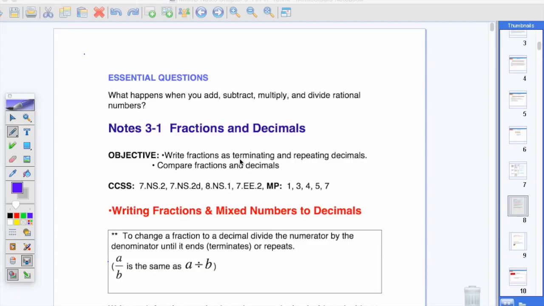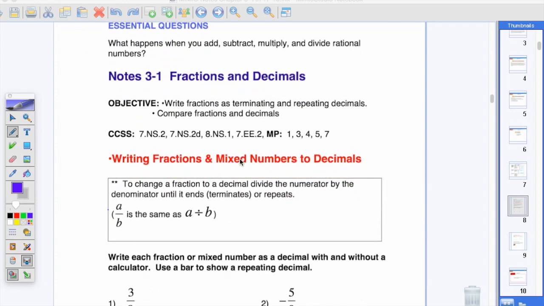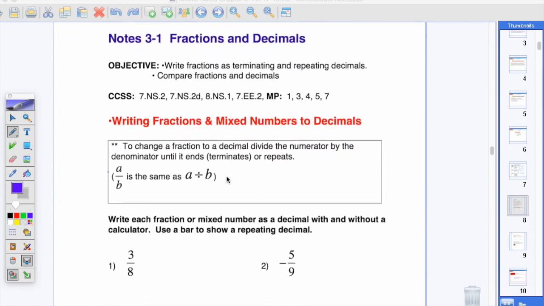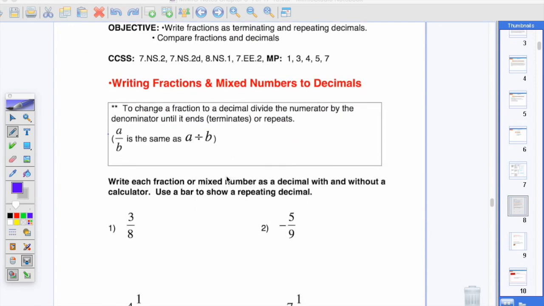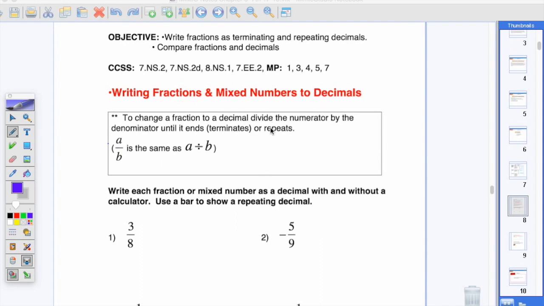It's 3-1 on fractions and decimals. The objective is to write fractions as terminating and repeating decimals and to compare fractions and decimals. The Common Core state standards are listed and the mathematical practices. We're going to be writing fractions and mixed numbers as decimals.